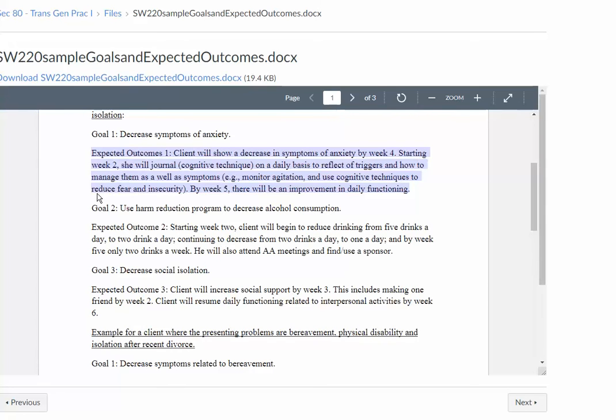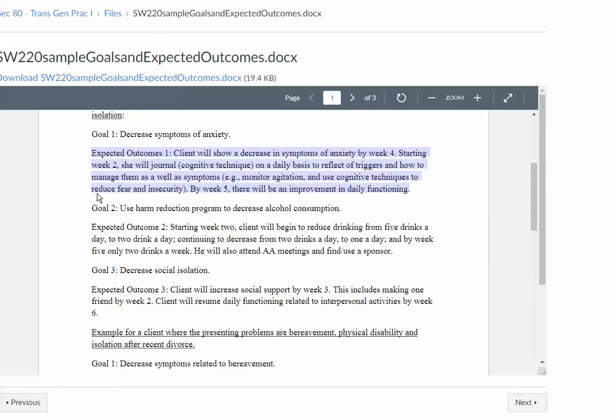Starting week 2, she will journal. Cognitive technique, this is more for your benefit, the parentheses, on a daily basis to reflect on the triggers and how to manage them as well as symptoms. Example, monitor agitation and use cognitive techniques to reduce fear and insecurity. Now that example you might actually put in the treatment plan because it's a way for both of you to acknowledge what those symptoms are. By week 5, there will be improvement in daily functioning.